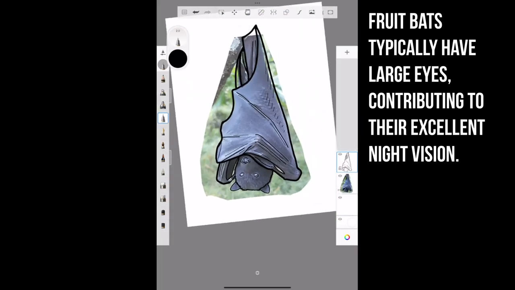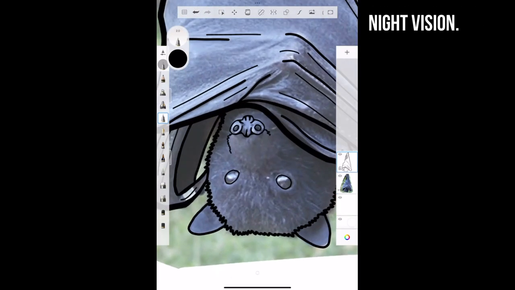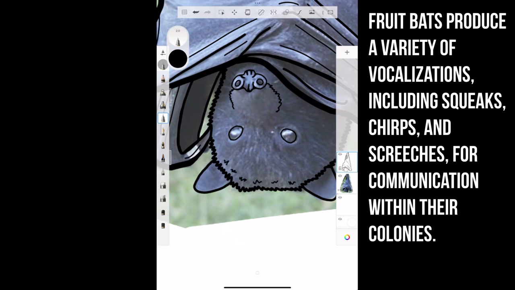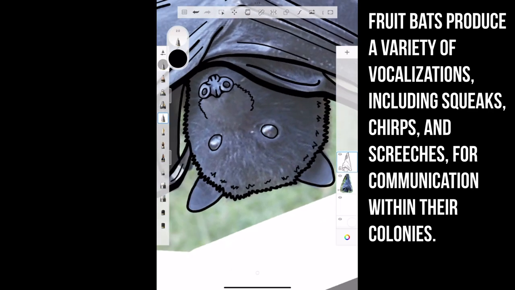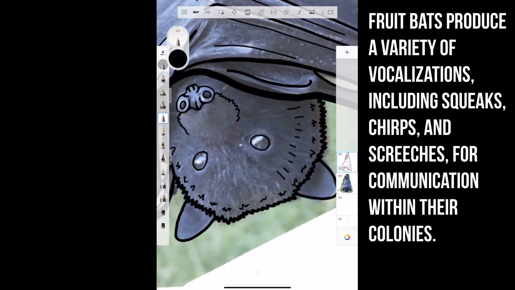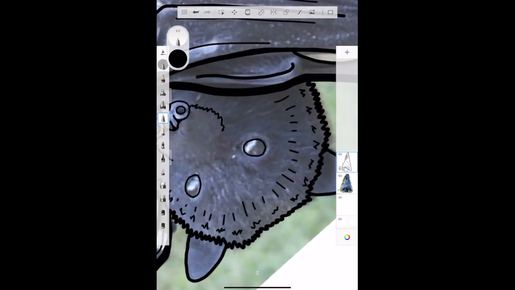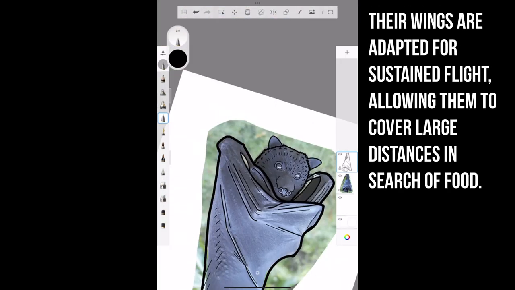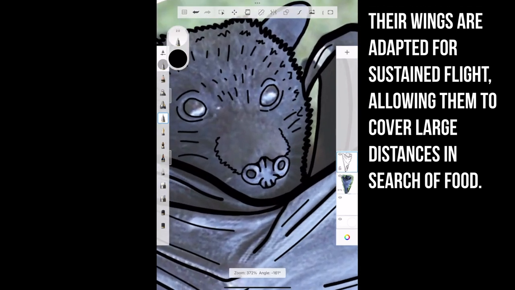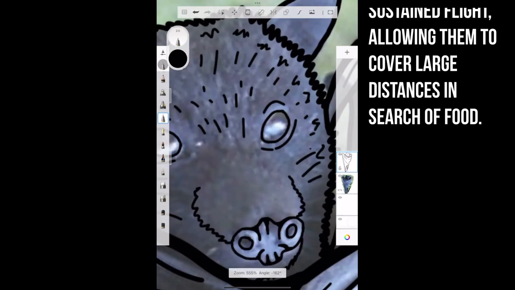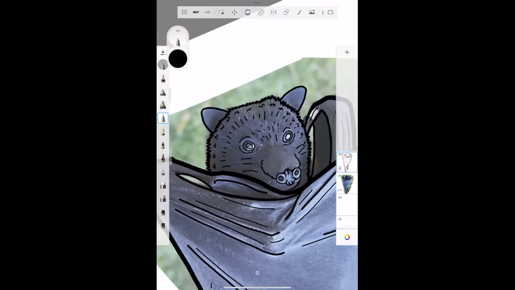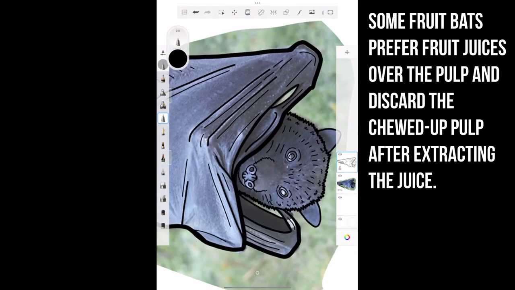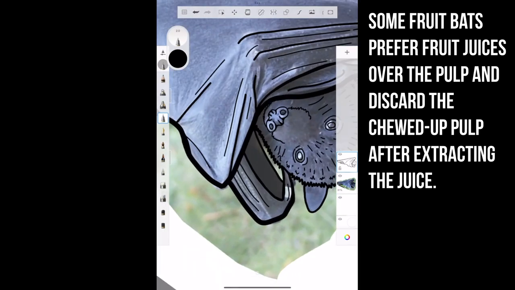Fruit bats typically have large eyes, contributing to their excellent night vision. Fruit bats produce a variety of vocalizations, including squeaks, chirps, and screeches for communication with their colonies. Their wings are adapted for sustained flight, allowing them to cover large distances in search of food. Some fruit bats prefer fruit juices over the pulp and discard the chewed up pulp after extracting the juice.